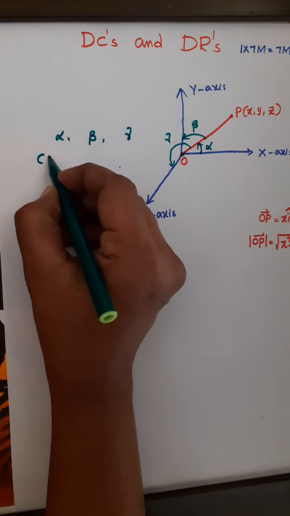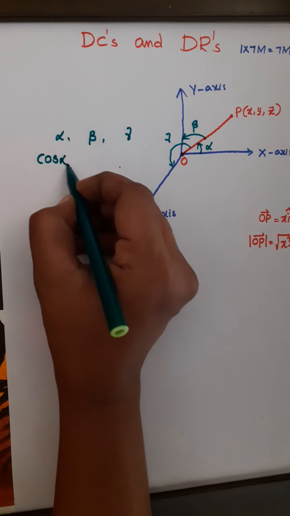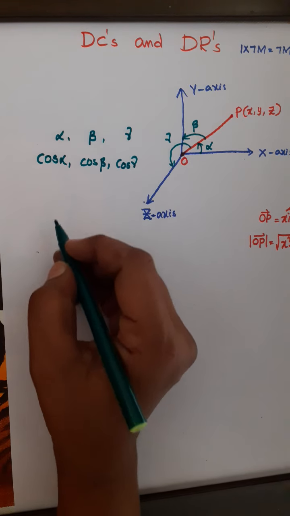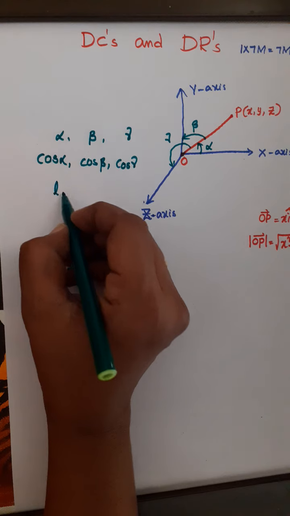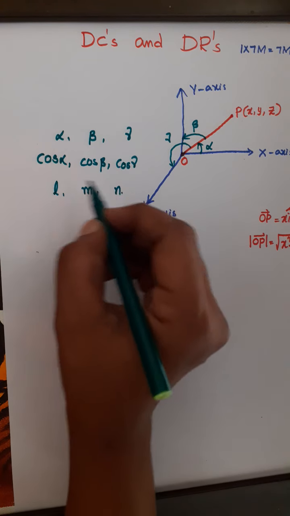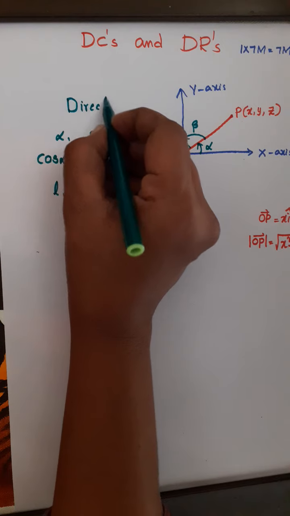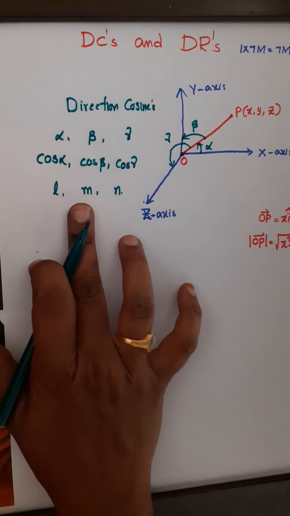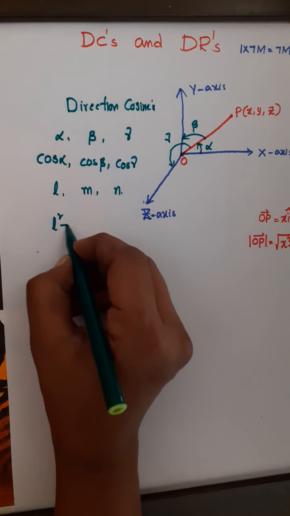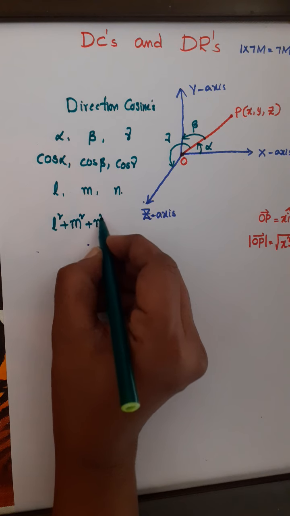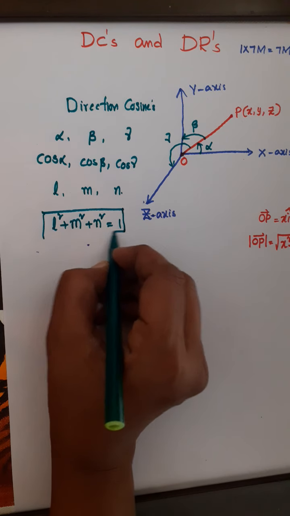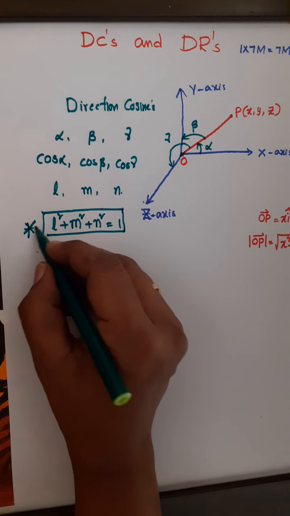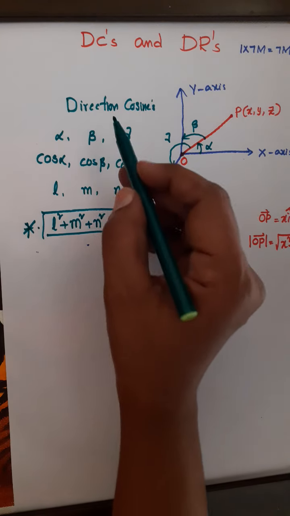And let us take the cosines of these angles, that is cos alpha, cos beta and cos gamma. These are generally taken as L, M, N. These are what? Direction cosines. Got it? These are direction cosines. And the property we have here is L square plus M square plus N square is equal to 1. That is cos square alpha plus cos square beta plus cos square gamma is equal to 1. And LMN represents what here? Direction cosines.